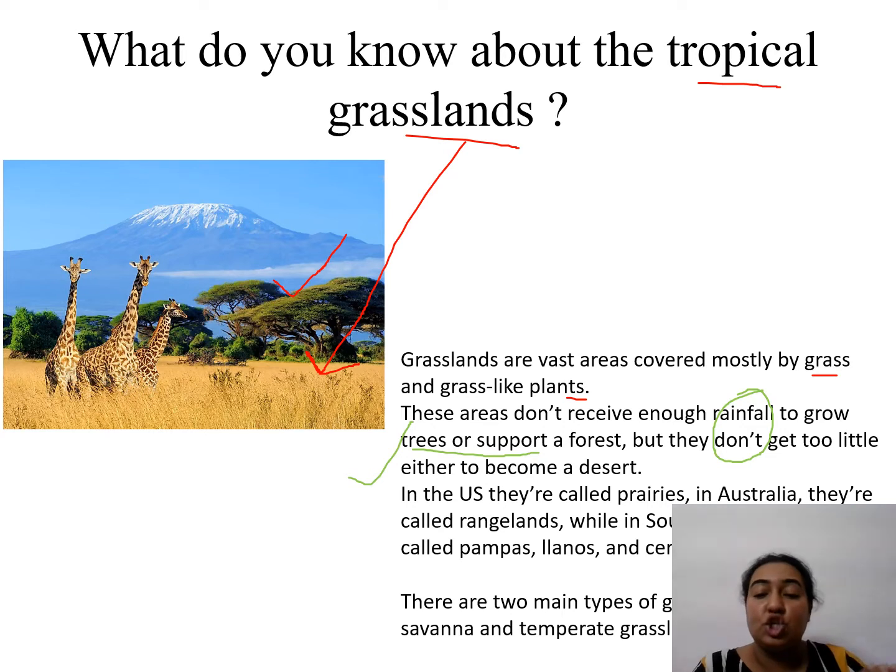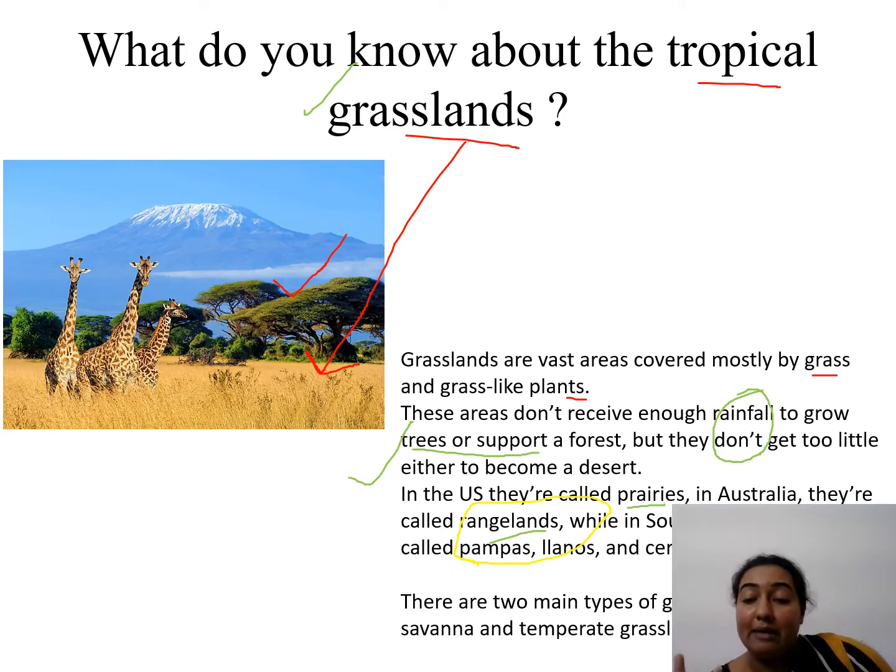That means there is a mixture. They are not getting enough rainfall, so they cannot have good, nice, long trees, but not so little that they turn into desert. So they are somewhere midway between desert and thick, dense forest. That midway between is known as grasslands. In the USA, they are known as prairies. In Australia, they are known as rangelands. And in South America, they are known as pampas and llanos. So these are the different names of grasslands in different countries.